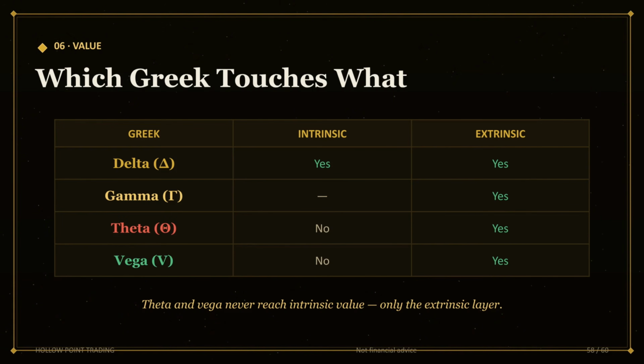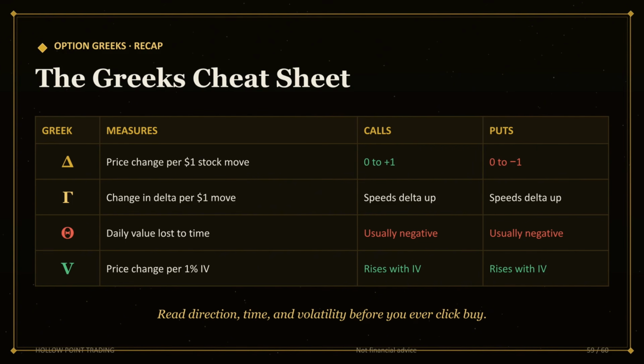This chart summarizes which Greeks touch which value type. As you can see, Theta and Vega specifically act only on the extrinsic value. Use this cheat sheet as a recap of how the Greeks measure price, time, and volatility across calls and puts.